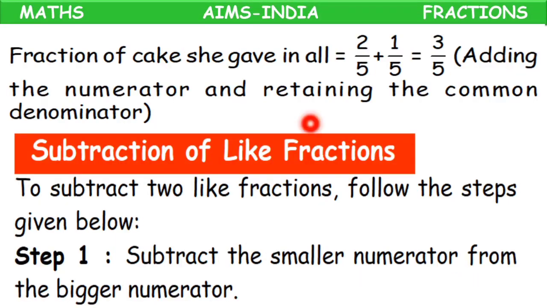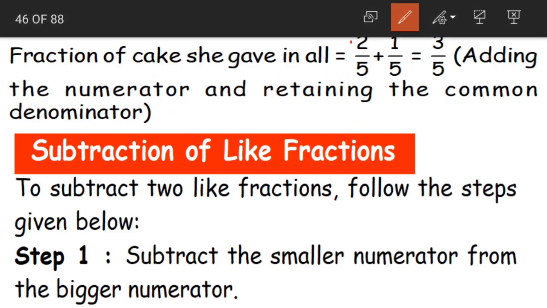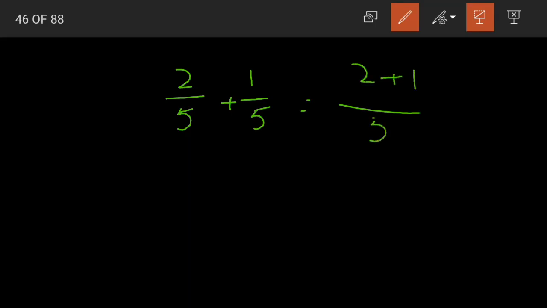Now what will be our next step? The fraction of the cake she gave in all, that is the total fraction of the cake. What should we do to find out? 2 by 5 plus 1 by 5, adding both the portions together. These two are our like fractions, right? Yes. So when we are adding like fractions, what will we do? We'll add the numerators, but we do not add the denominators.